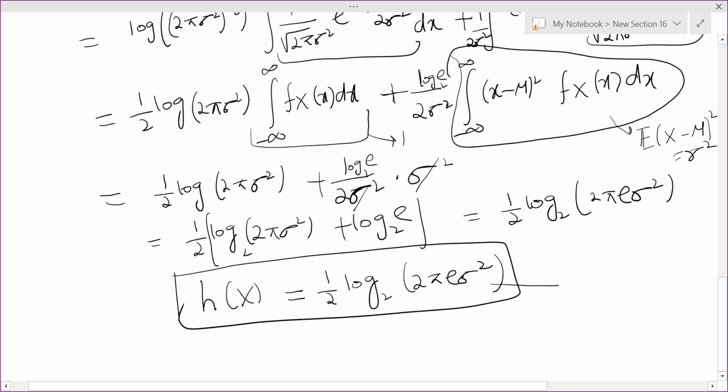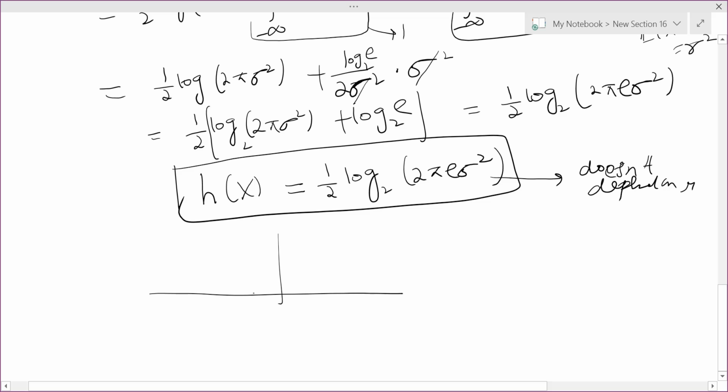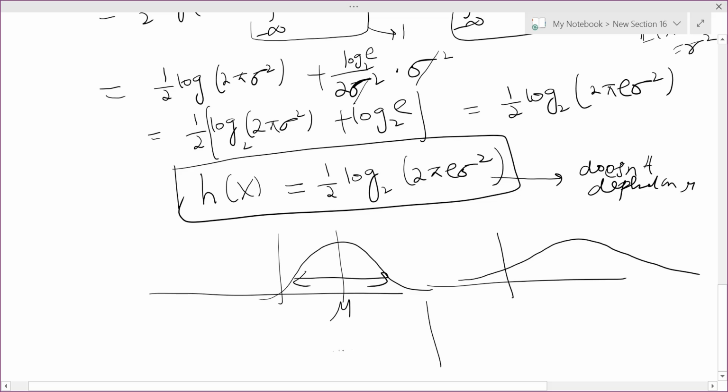One thing we see is that it doesn't depend on mu, and it should not, because the Gaussian distribution is centered around mean mu. Mu does not affect the uncertainty. What affects uncertainty is this width. If variance is very high, then your distribution looks like this. If variance is low, your distribution looks like this. And high variance means high uncertainty.